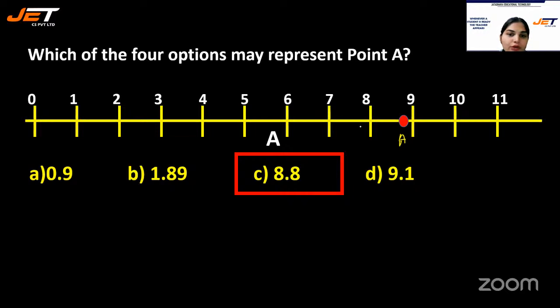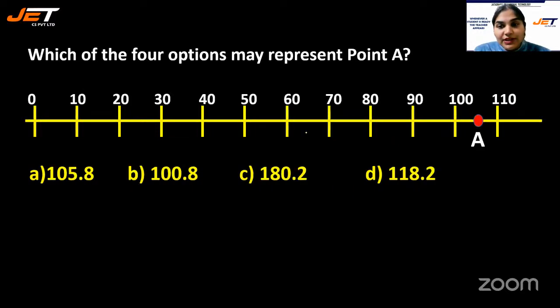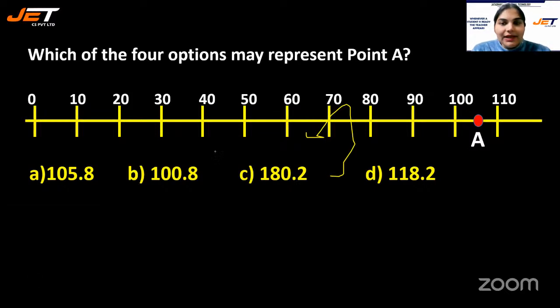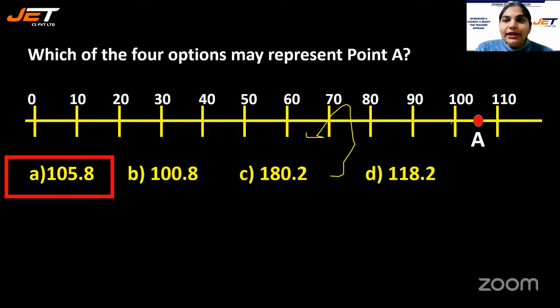Now moving on to the next one. Okay. Here, which of the 4 options may represent point A? Here we have point A in the corner. It's between, you can see 100 and 110. I think it's right in the middle. Yeah, so it is 105.8 is the answer.